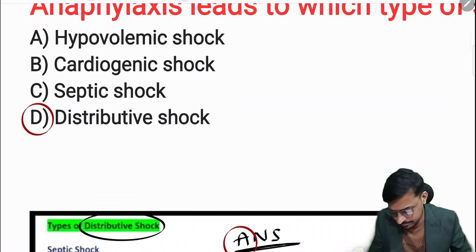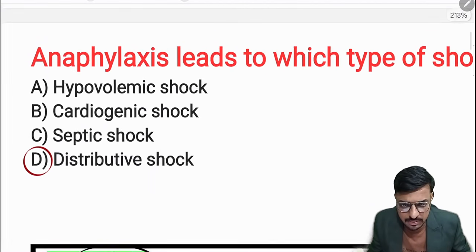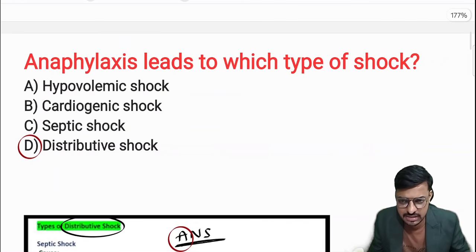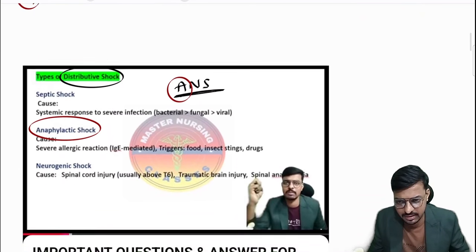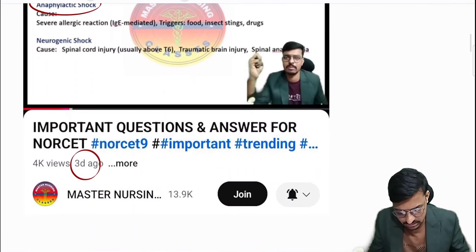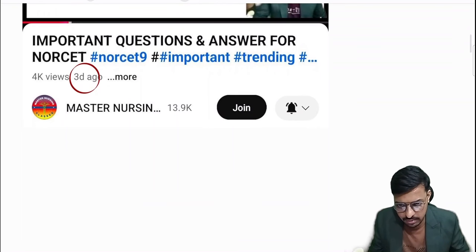Is that clear, beta? Anaphylaxis leads to which type of shock? This was the question asked in your exam, and this is the type of distributive shock we dealt with in the very important last minute and rapid revision sessions for your exams.